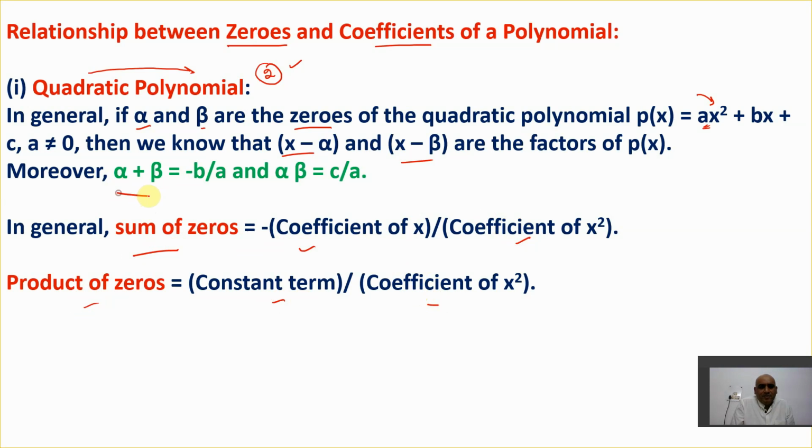And this is called the sum of zeros: alpha plus beta is minus b upon a. Product of zeros, alpha into beta, is equal to c upon a. These are the basic formulas here, nothing else. So let's move on to the question.